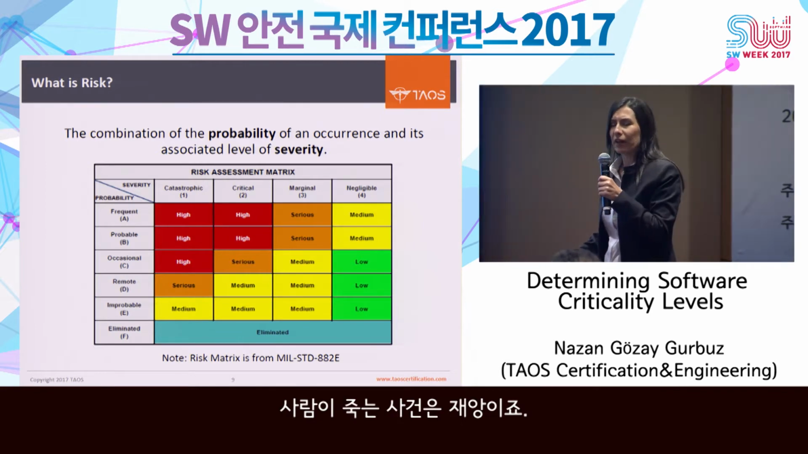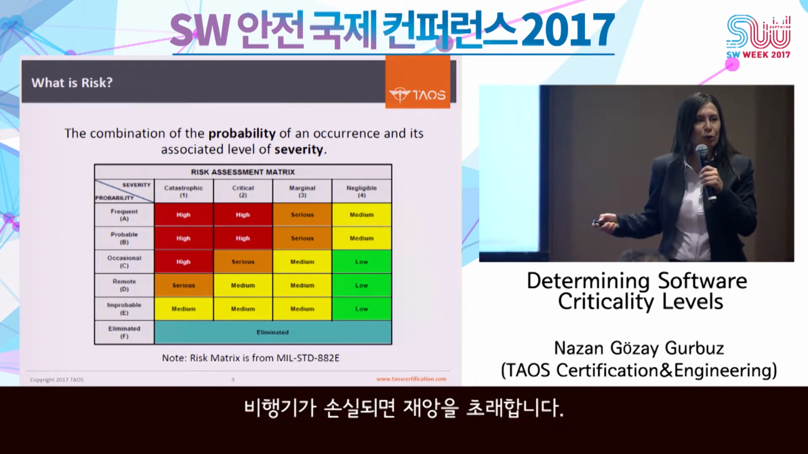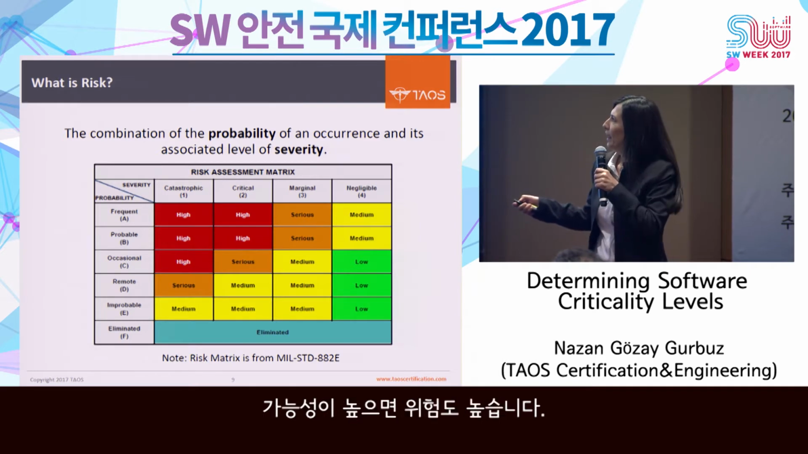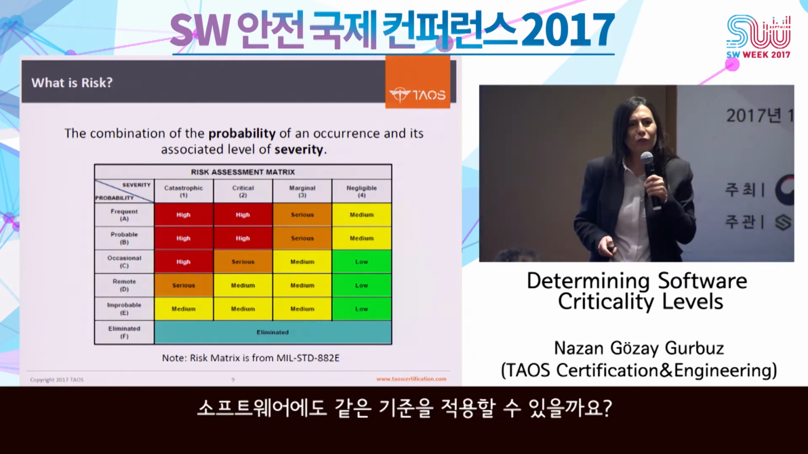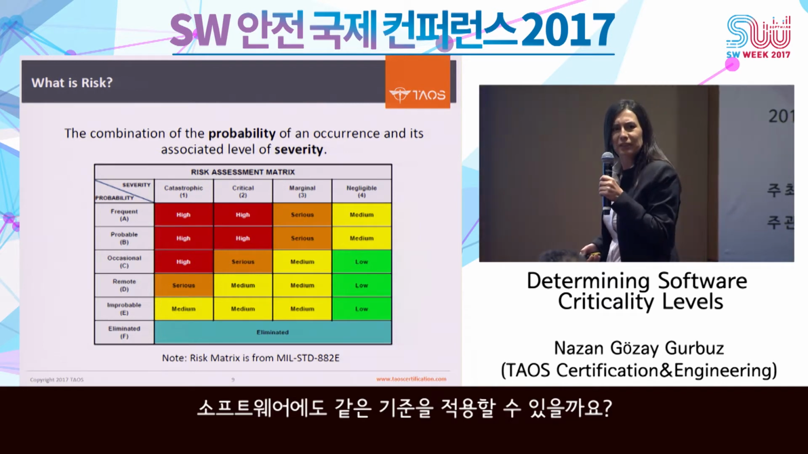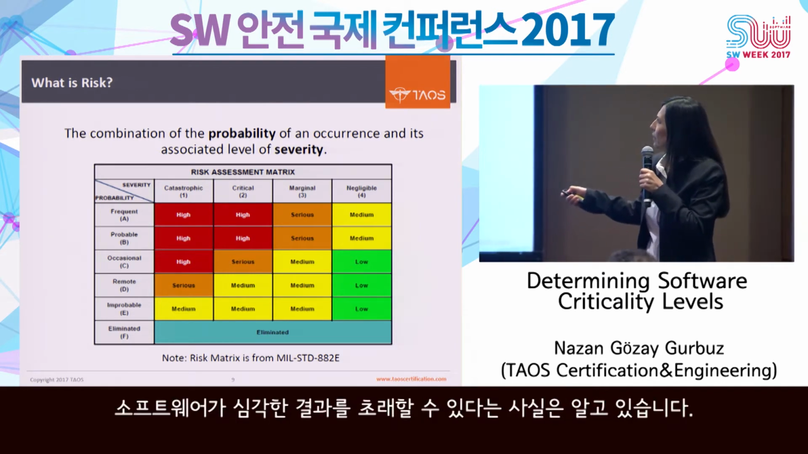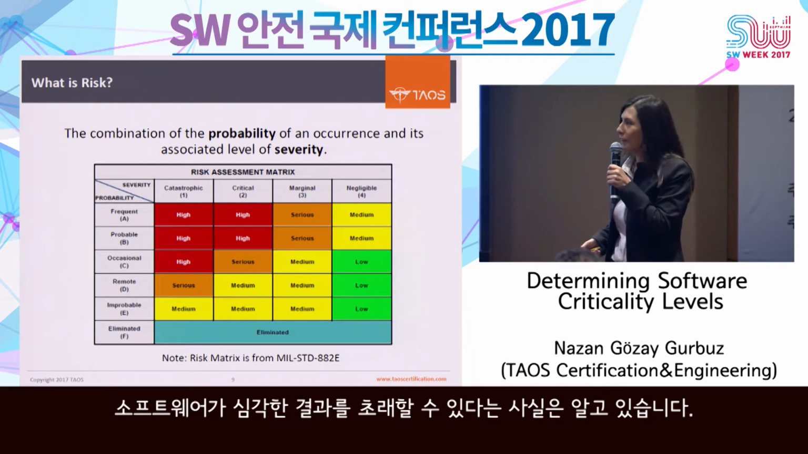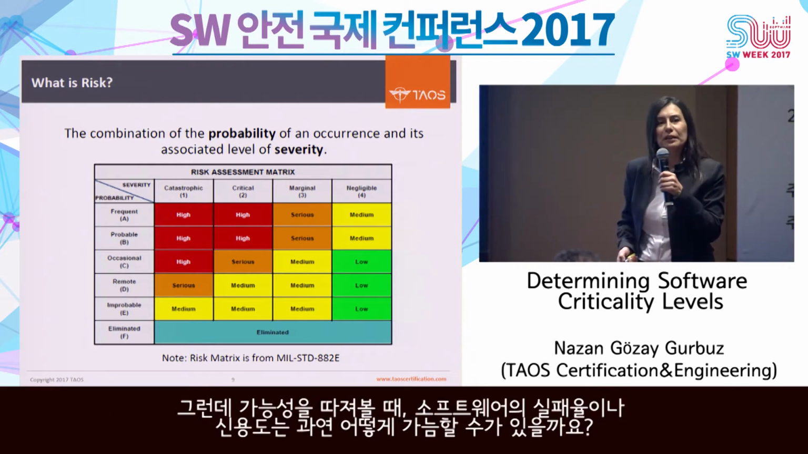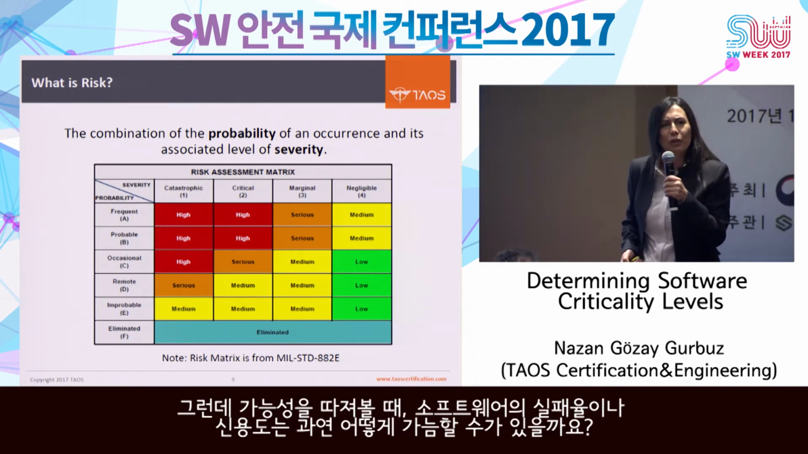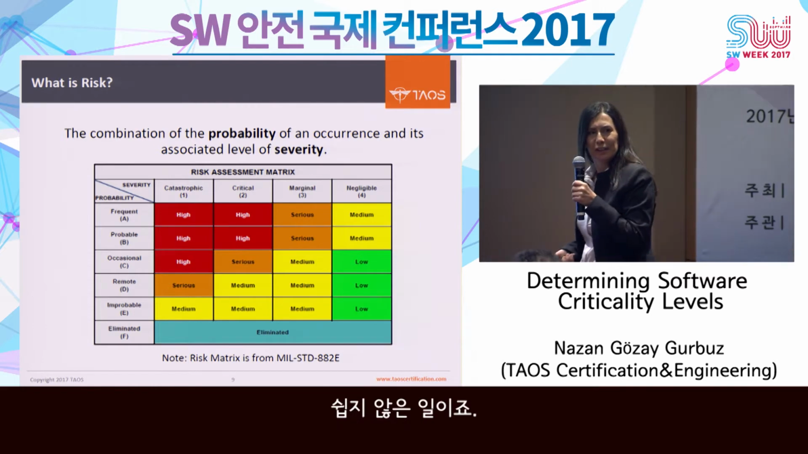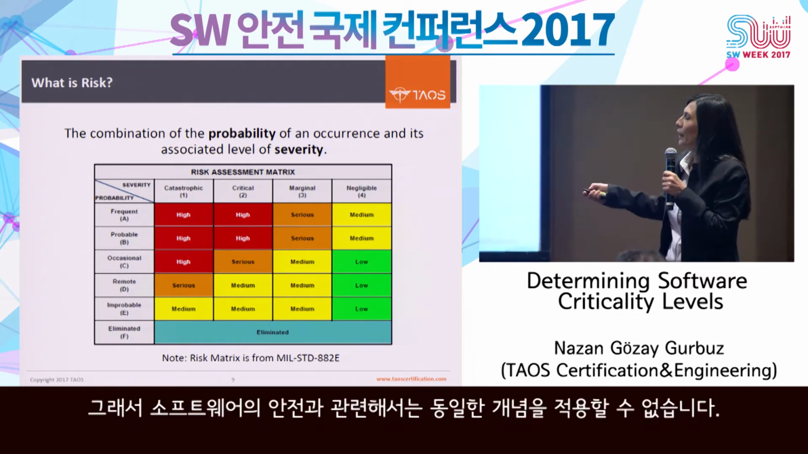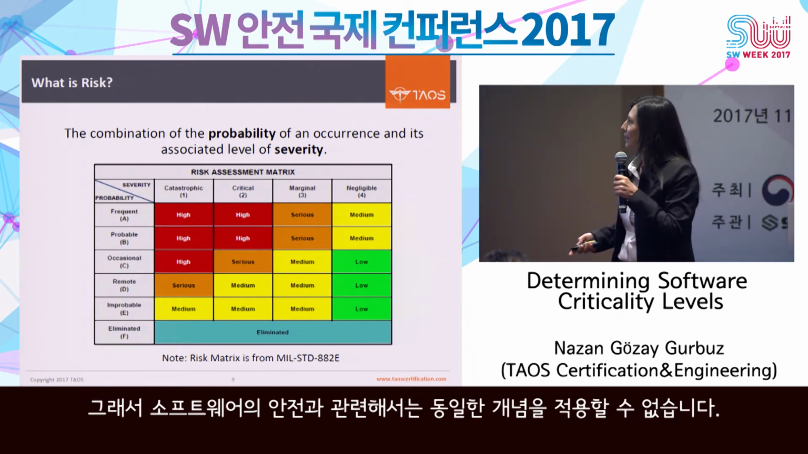We know if we kill someone, it's catastrophic. If we lose an aircraft, it is catastrophic. And if the probability is high, risk is high. But in terms of software, can we really use that risk matrix? Okay, we know software can cause that severe effect. But from a probability point of view, how can we evaluate software, how can we calculate failure rate or reliability? It is really difficult to do that. So we cannot use that concept when it comes to software safety.